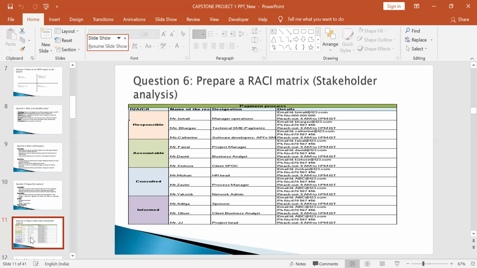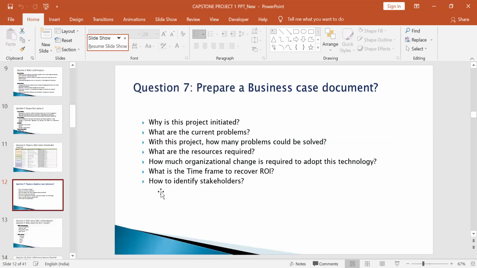Okay, you have to prepare a chart like this. You have to give who is responsible and what they are doing, their names, their designations, and their details. Who is responsible, who is accountable, who is consulted, who is informed. Okay, we have to prepare the RACI matrix.